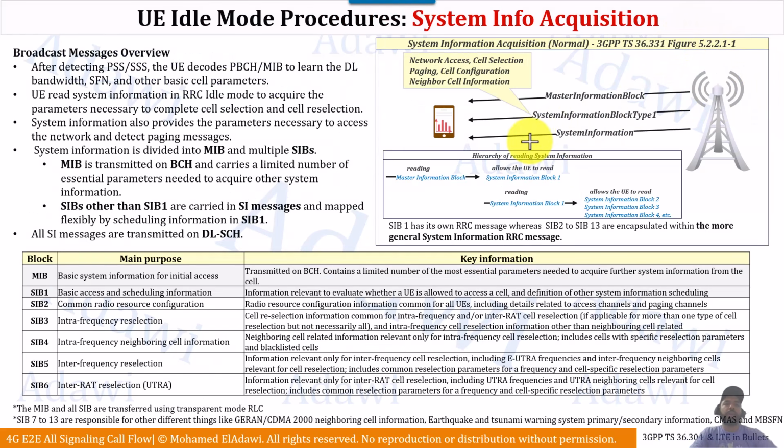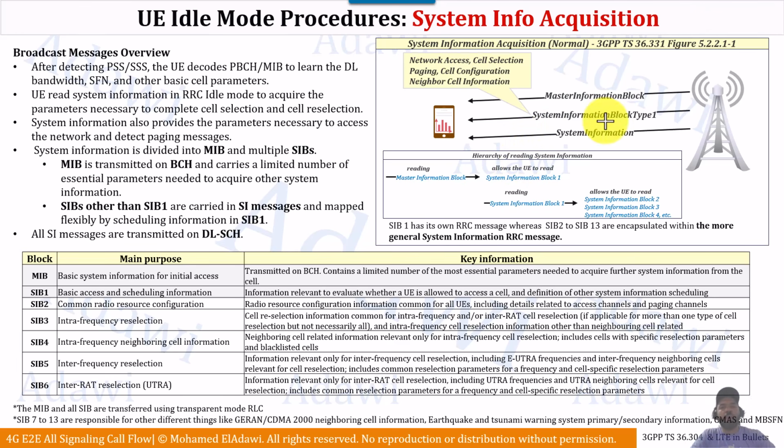Okay, just a quick recap. This slide was already presented in the previous video, in session number 1. A quick recap about the system information acquisition, because now we would like to read system information block type 2 to get all the parameters related to the RACH procedures, to help the user initiate the first message, message number 1.